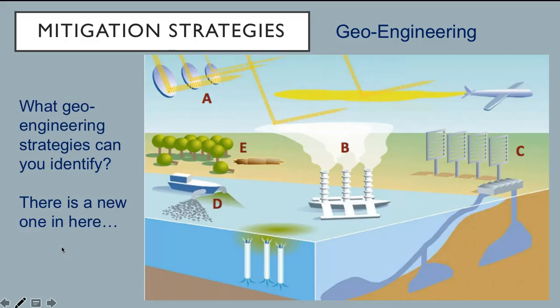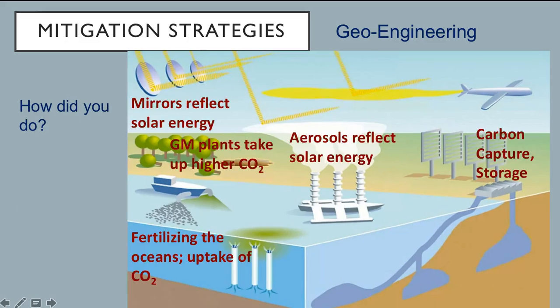Stop the video and look at these geoengineering strategies. Can you identify all of them? There is a new one here. Can you guess what it does? And how did you do? Notice that the new geoengineering strategy is the genetic modification of plants to make them have higher levels of photosynthesis.